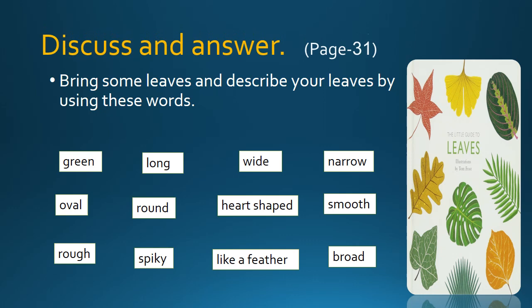Friends, on page number 31 we have a segment, Discuss and Answer, and what we are asked to do is bring some leaves and describe your leaves by using these words. Dear students, what you have to do, you have to bring 2 or 3 leaves. You will have to observe your leaf carefully and then you will describe your leaf by using these words. So let's see what these words are.